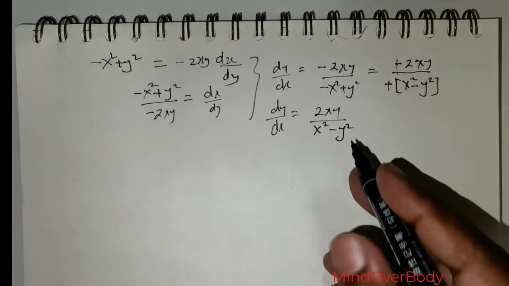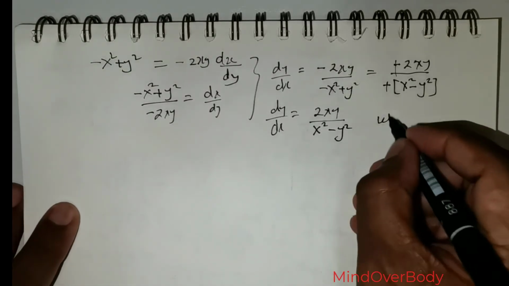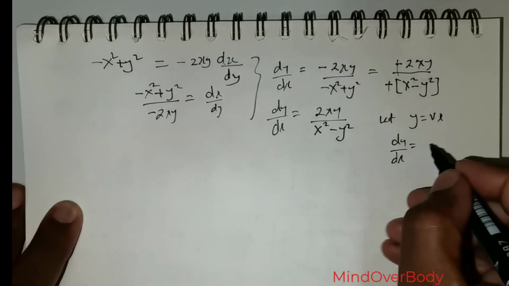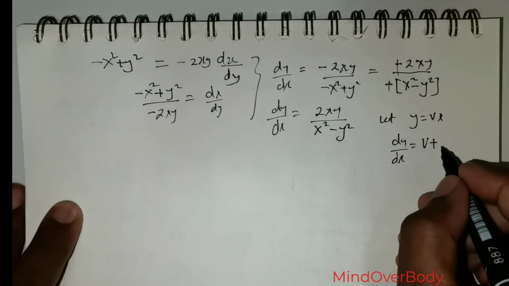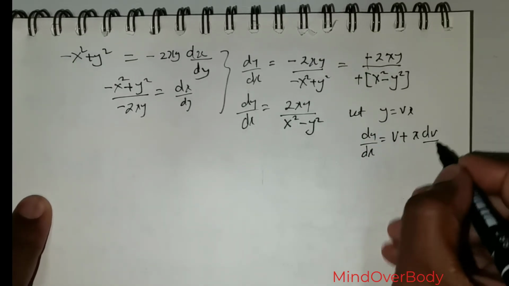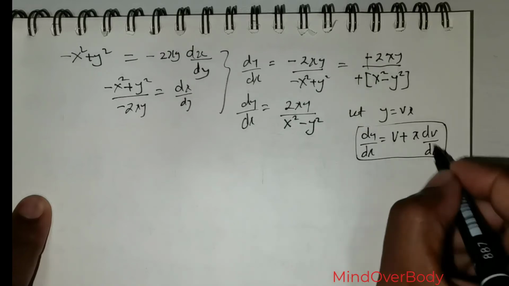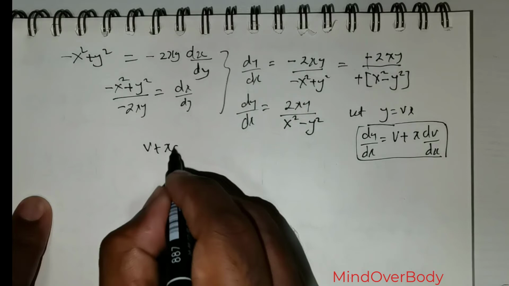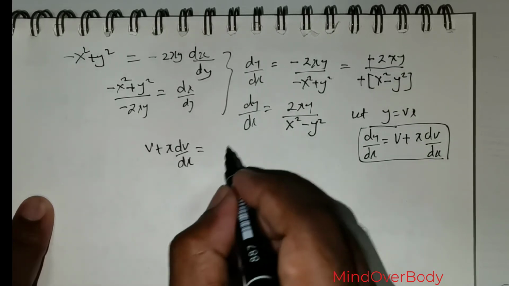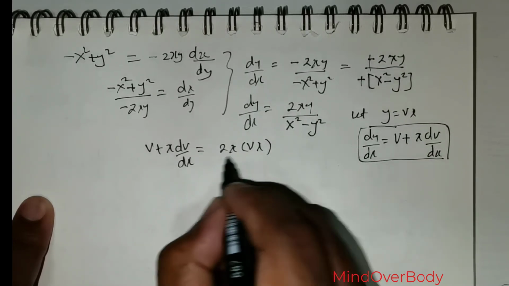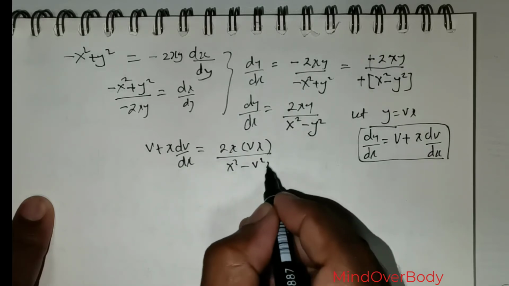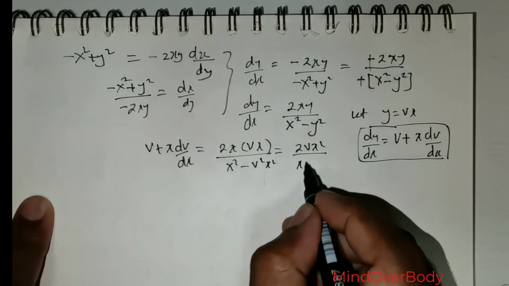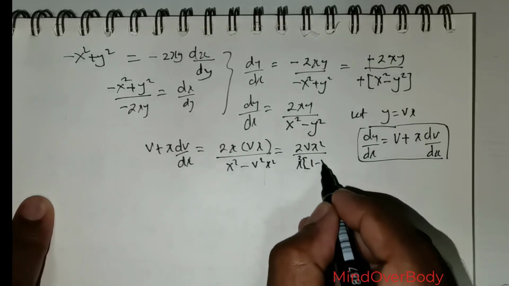Now this is a homogeneous equation, and so I will just say let y be equal to vx, and then dy over dx is equal to v positive x times dv over dx. So this is the substitution we know already. In place of dy over dx, I will substitute v positive x times dv over dx. In place of y, it's v times x divided by x squared negative v squared x squared. This is 2 times v times x squared divided by x squared of 1 negative v squared.